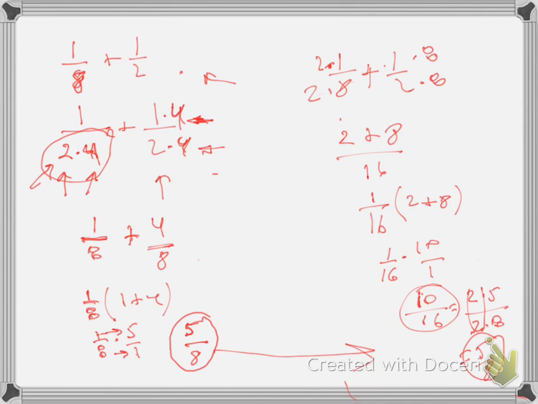So this is not the smallest. This is not smallest, if you will. That means that you need to make it smaller. This is the smallest. The smallest common denominator is 8 and not 16. You see that? That's too large. Okay?